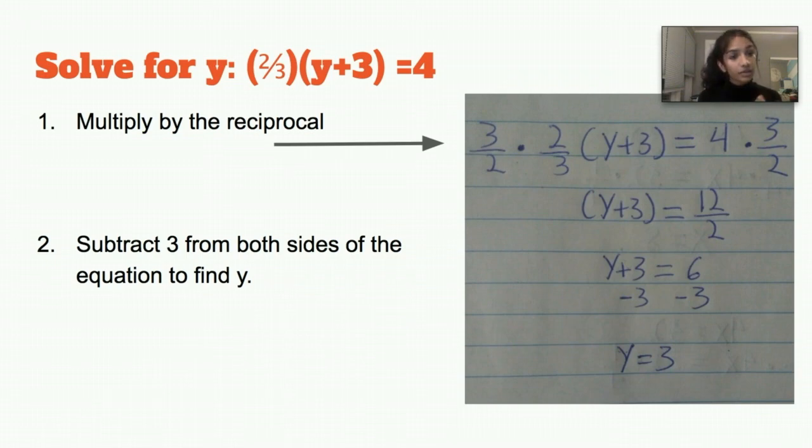And then we divide that by the denominator. So we have y plus 3 is equal to 12 over 2. Or y plus 3 is equal to 6. Then we subtract both sides by 3. And that isolates y, so we get y is equal to 3.